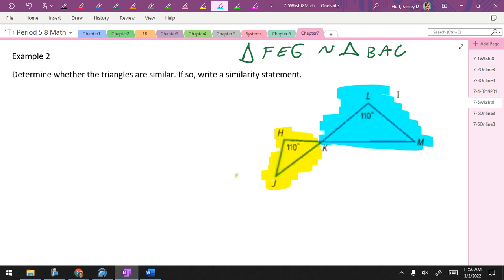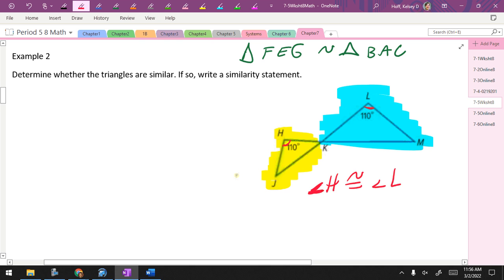I need to prove that two angles in the yellow triangle match two angles in the blue triangle. Isaiah? L and H. How do you know? They tell us they're 110. It clearly states 110. Nicely done. I know angle H is congruent to angle L.